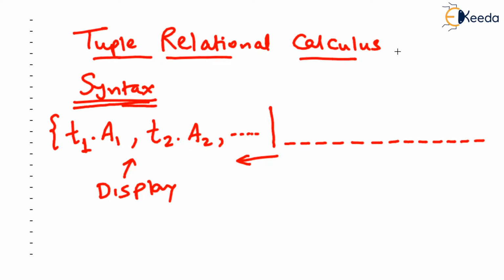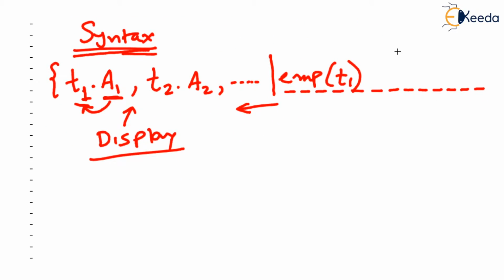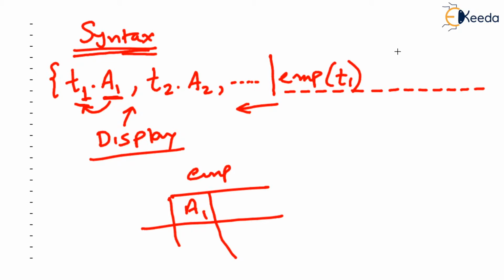What do you want to display? Now you can read this as you want to display attribute A1. A1 is the attribute of variable T1. Now this T1 is actually ranging over some relation. For example, you may say that T1 is ranging over the employee relation. What that means is there is an employee relation which has a column called A1, and this T1 is the variable which will visit the tuples of EMP.